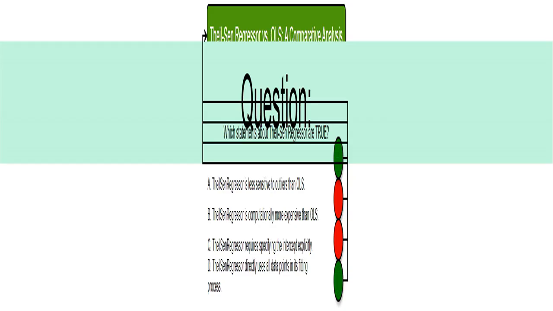I'm asking you to identify which statements correctly describe the TheilSenRegressor, a robust regression method in Sklearn. It's all about understanding how it handles outliers and its computational demands compared to standard OLS regression. This will test your knowledge of its core properties.